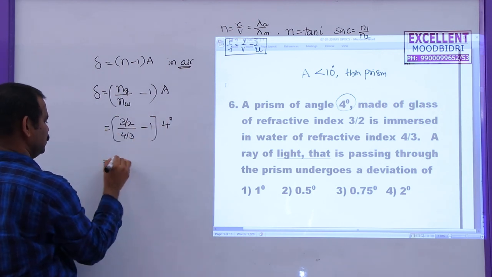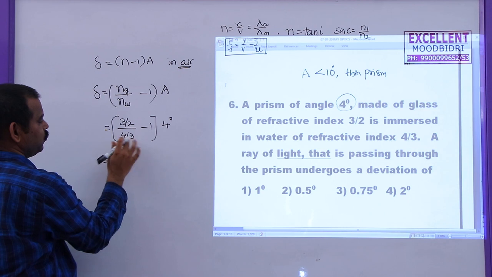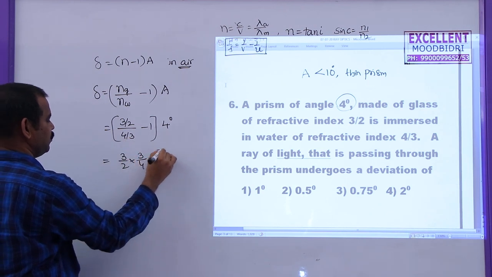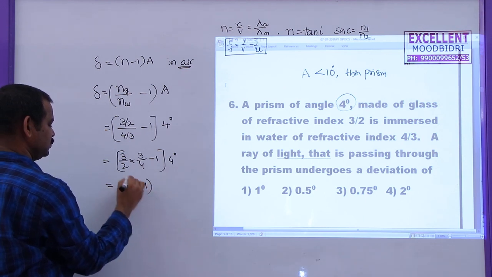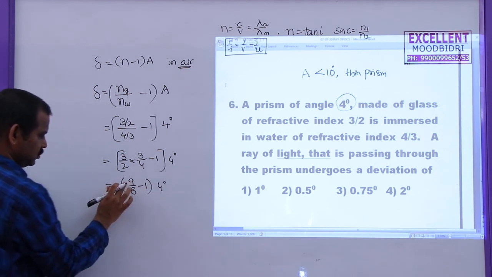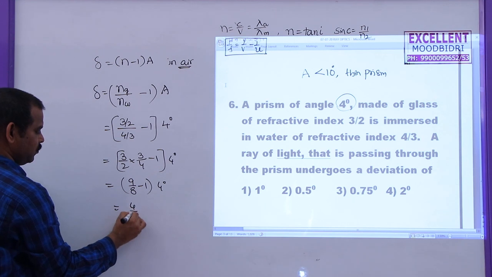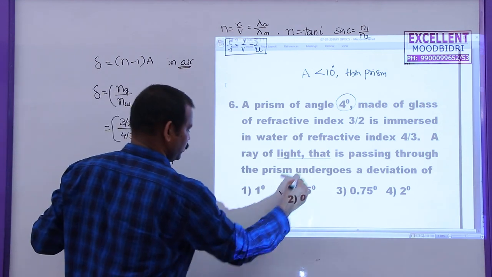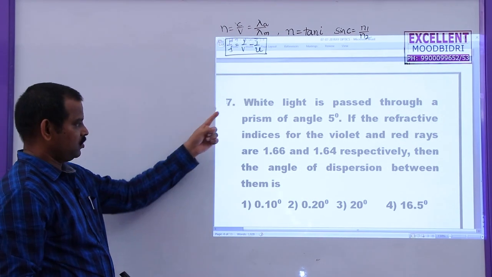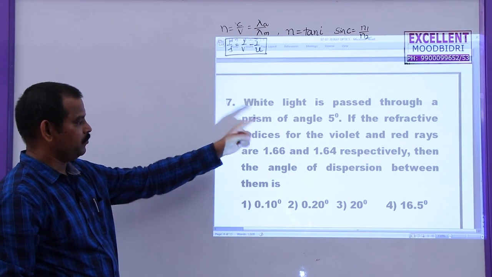A is 4 degrees. So this is 3 by 2, and 4 by 3 becomes 3 by 4, minus 1 into 4 degrees. This is 9 by 8 minus 1 into 4 degrees. So this is 9 minus 1, 1 by 8, 4 by 8, 1 by 2, 0.5 degrees. Option 2 is correct. Seventh one: white light is passed through a prism of angle 5 degrees.